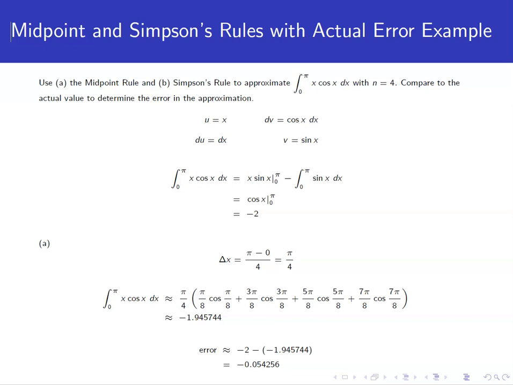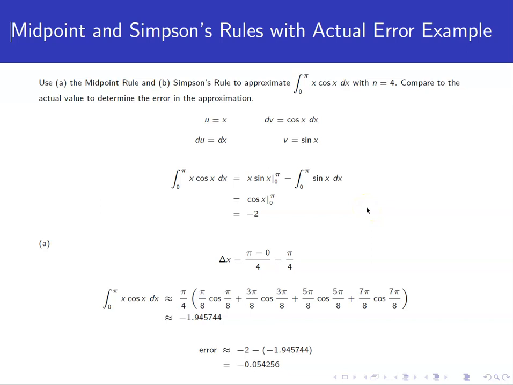Well, first, let's go ahead and just calculate that actual value. So we've got x cosine x that we're trying to integrate, so we can do that by parts. We'll let u be x and dv be cosine x dx. Then du is dx and v is sine x. So we apply our integration by parts formula. U times v is x sine x. V du is just sine x, so we get x sine x minus the integral of sine x dx, and both of these will be evaluated from 0 to pi.